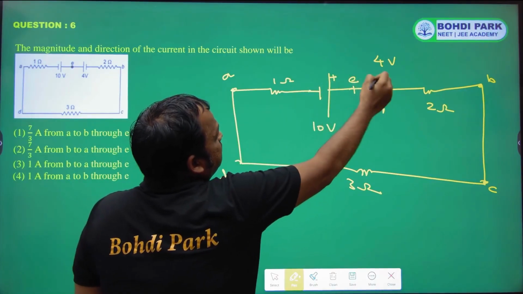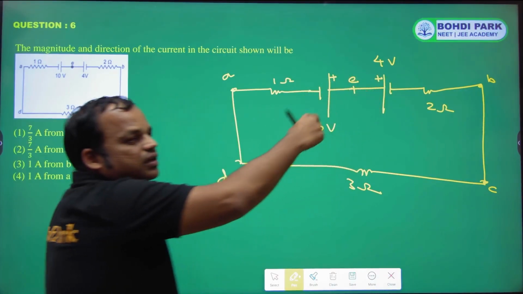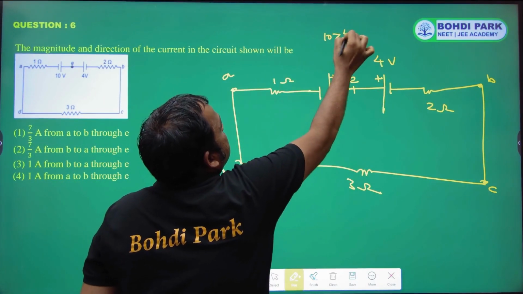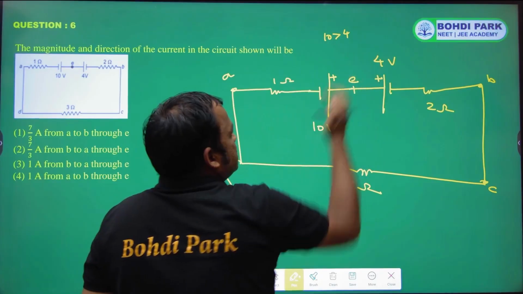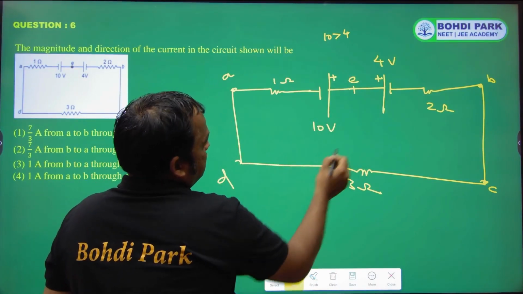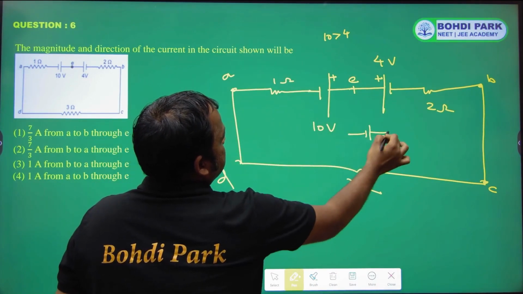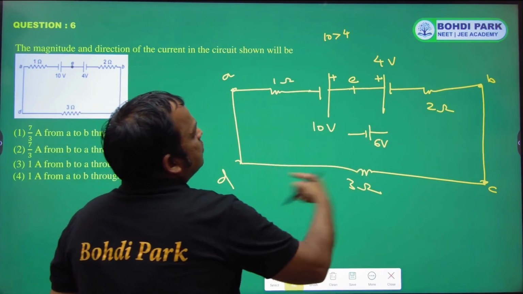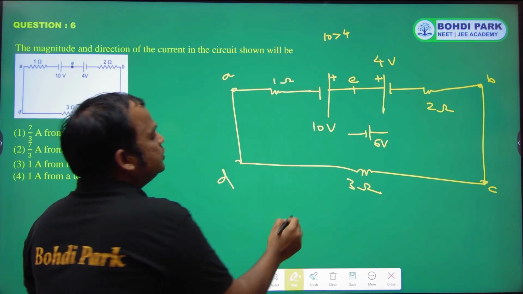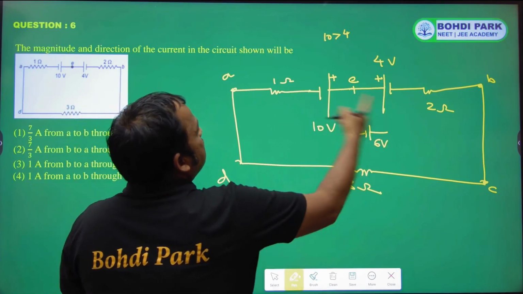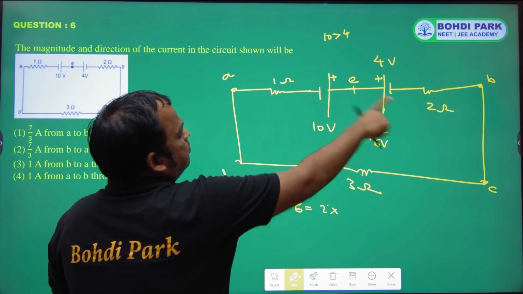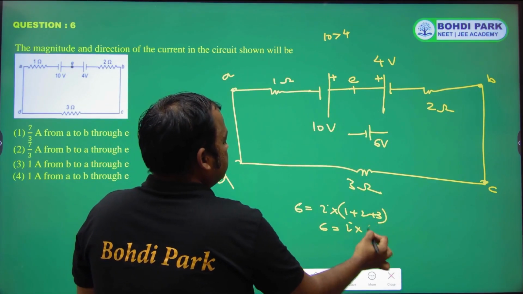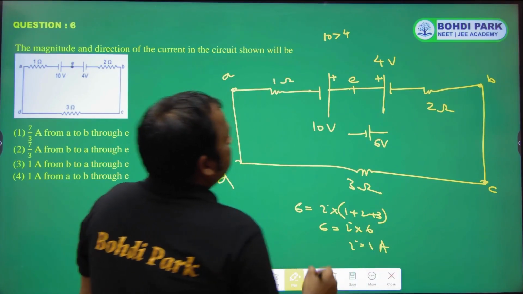This plus terminal and plus terminal are connected, so they are opposing each other. 10 is greater than 4, so the equivalent will be the difference, 10 minus 4. So we can consider the equivalent like this. This is the equivalent, it is 6 volt, 10 minus 4. Now we can find the current. All these resistances are in series. So we can write 6 is equal to I into R equivalent, which is 1 plus 2 plus 3. 6 is equal to 6I, so I is equal to 1 ampere.